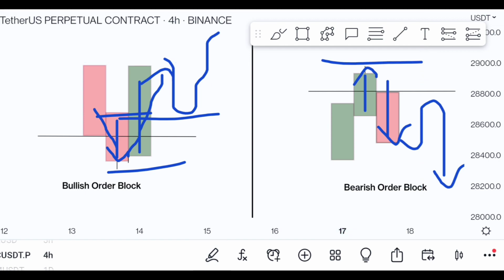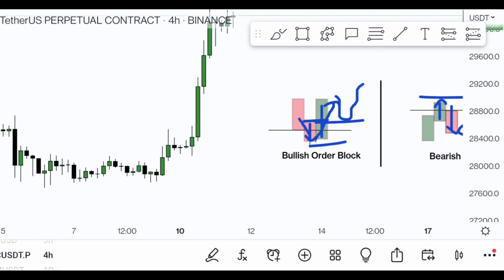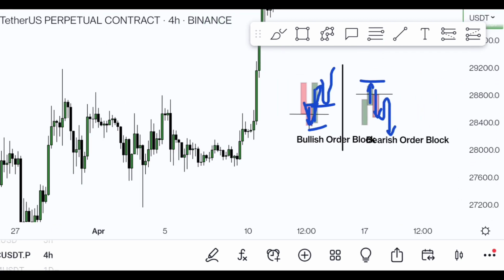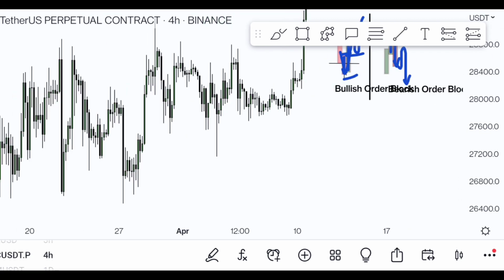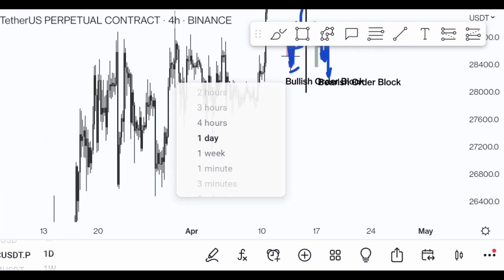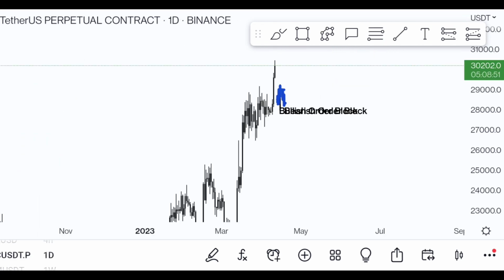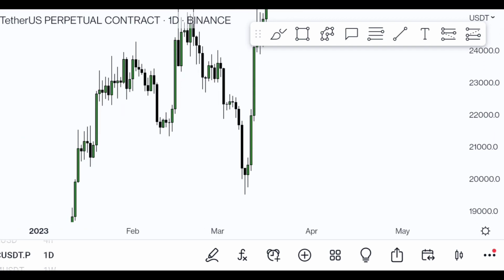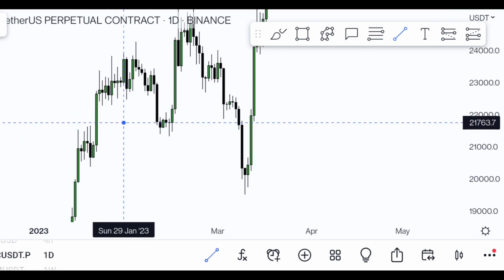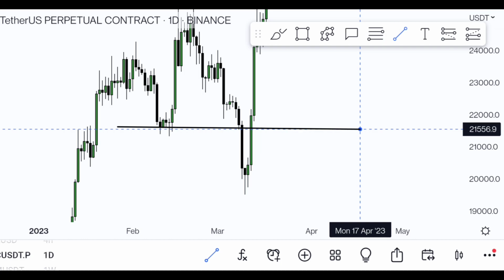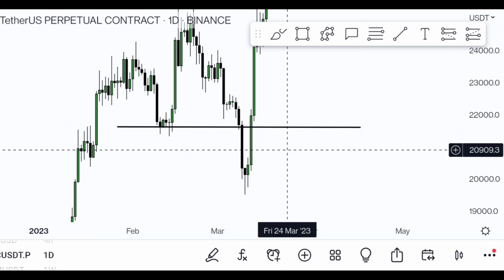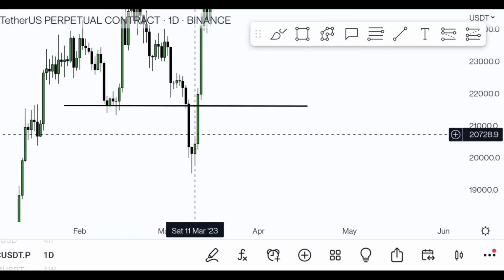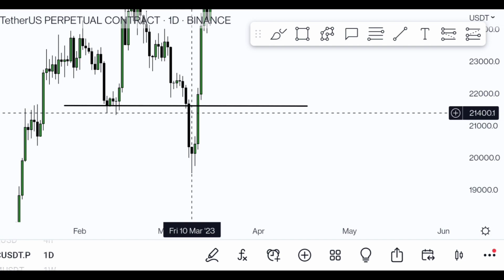Now I will show you some examples from the Bitcoin chart. You can see it on indices or forex everywhere, but I will use the daily time frame on the Bitcoin chart. Let me show you this one. Here you can see this was the support. This candle came down, but the next candle didn't close above it, so it's not an order block.